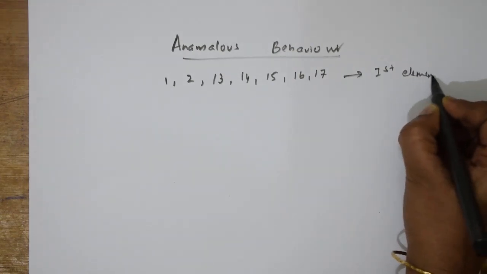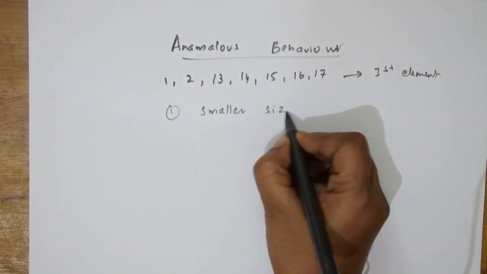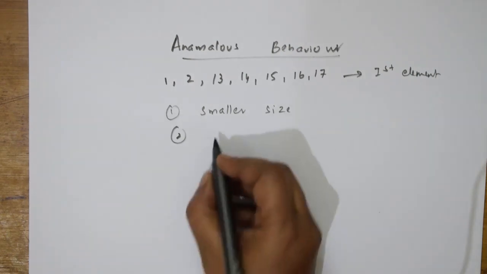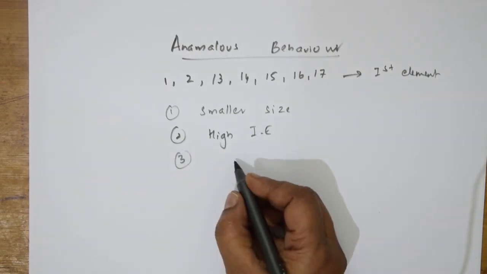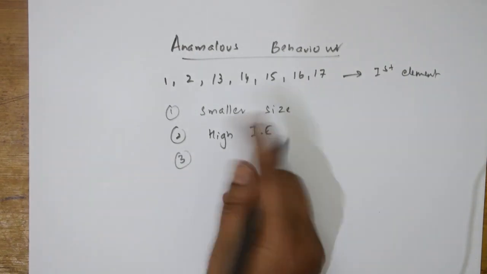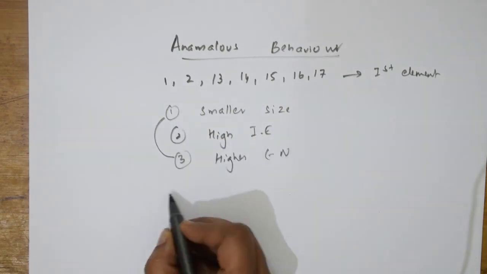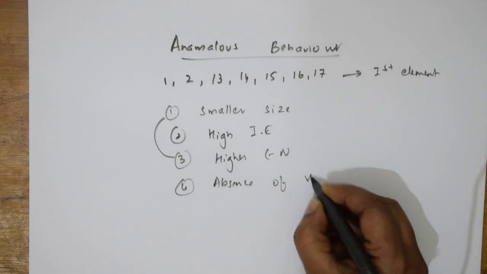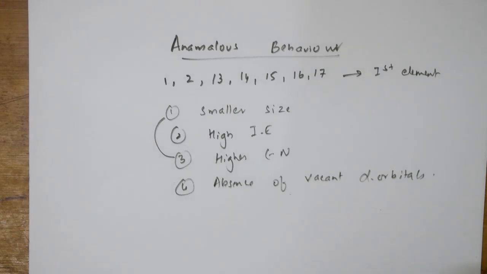So why do they show anomalous behavior? The first concept is smaller size. When the size is smaller, it's very difficult for me to remove electrons, so ionization enthalpy would be very high. Indirectly, smaller size relates to higher electronegativity. This is very important. And the next important concept is absence of d orbitals or vacant d orbitals. This also counts. Because of these properties, the elements show anomalous behavior. So this is the concept which you should remember.